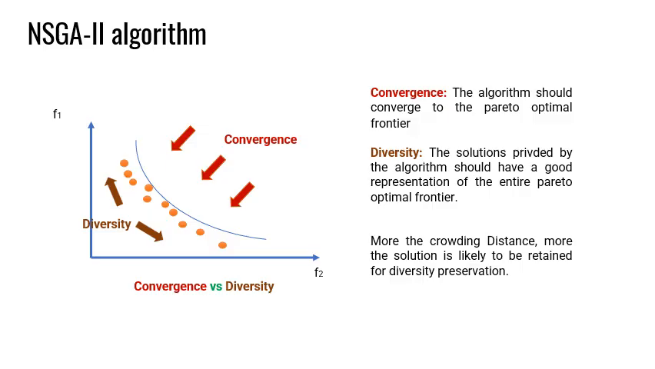Anyway, this is what you need to keep in mind. By balancing diversity and convergence, NSGA-II strikes a harmonious approach to multi-objective optimization, ensuring that the algorithm effectively explores the solution space while converging towards a set of high-quality solutions that accurately represent the trade-offs inherent in the problem that we are trying to solve.